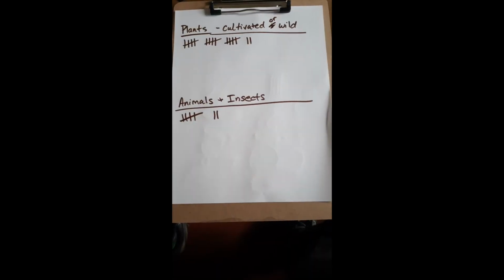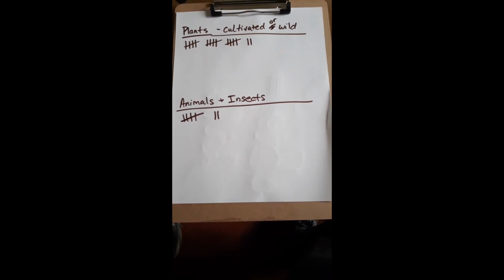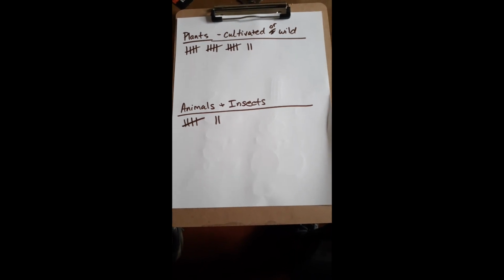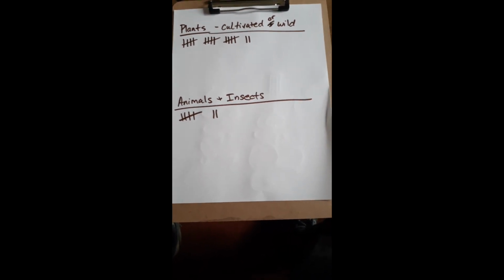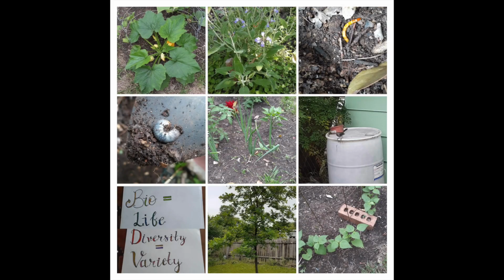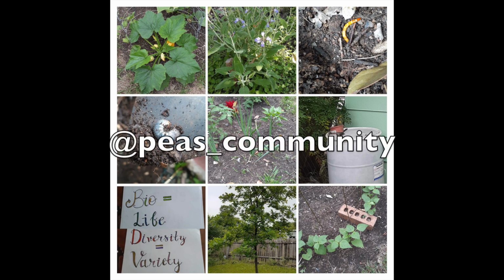On our backyard hunt, we found 17 plants and 7 animals or insects, or evidence of animals and insects. We decided that since we only found cultivated plants today, that we will look for wild plants on another day. For an extra activity at the end of this, if you would like to make a collage of all the biodiversity you find in your yard or your neighborhood, please send us your pictures and tag @peas_community so we can see what you've found.